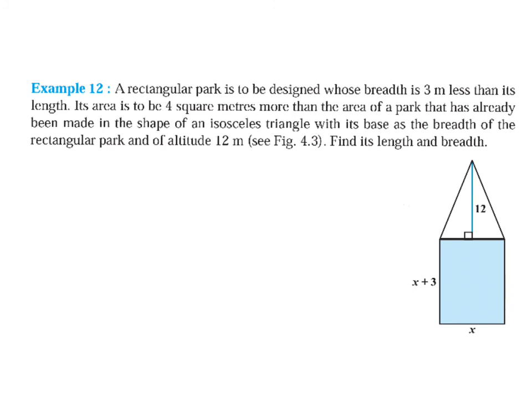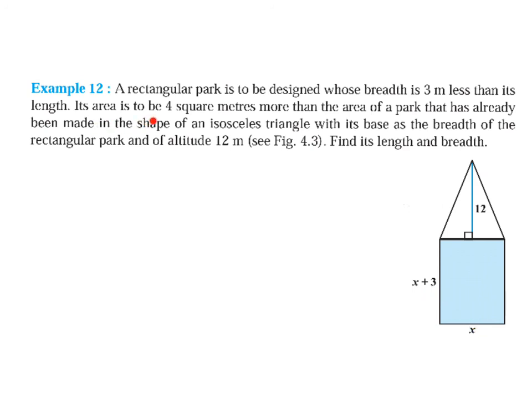Let's try this problem. The shape of a rectangular park. A rectangular park is to be designed whose breadth is 3 meters less than its length. So let's try to figure out as we read. Let the breadth of the rectangle be x meters. So the length is going to be x plus 3. The length is 3 meters more than the breadth.